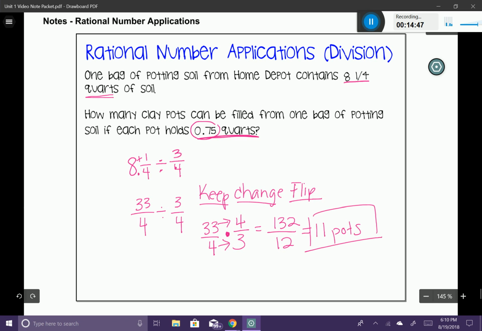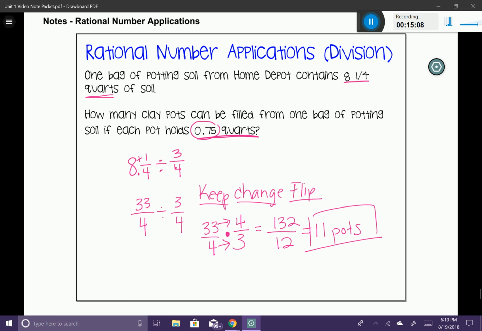Okay, so that was a nice little review of just how to use those rational numbers within the operations, but also applying it to practical problems. Now, just as a refresher, I did change all of these numbers into fractions. But you can absolutely take these numbers and change them into decimals if you prefer.